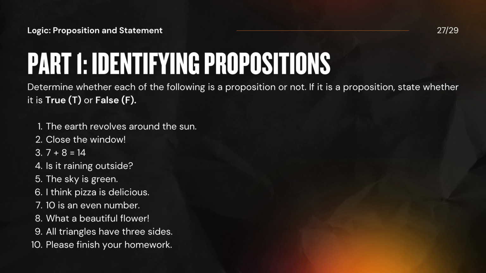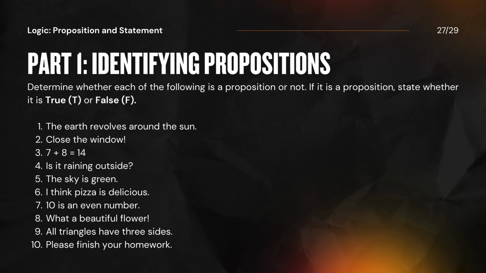Part 1. Identifying propositions. Determine whether each of the following is a proposition or not. If it is a proposition, state whether it is true or false. Number 1. The earth revolves around the sun. Yes, it is a proposition and it's true because it is a factual statement. Number 2. Close the window. It is not a proposition because it is a command.